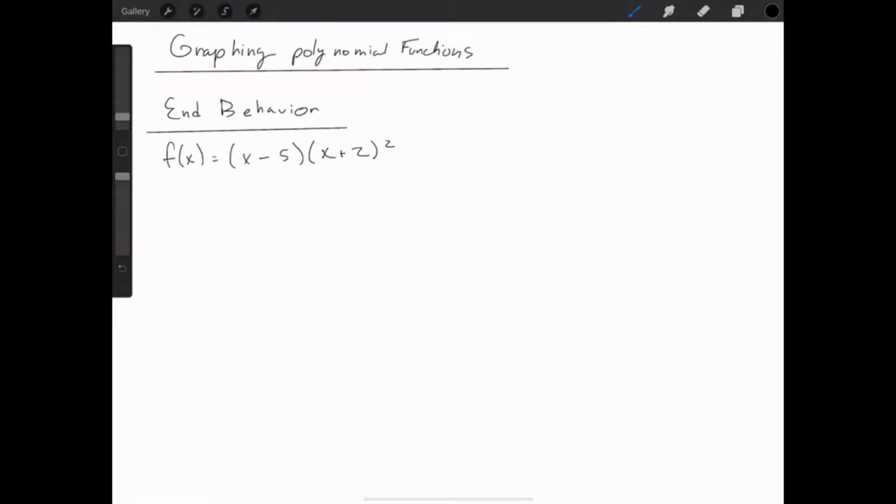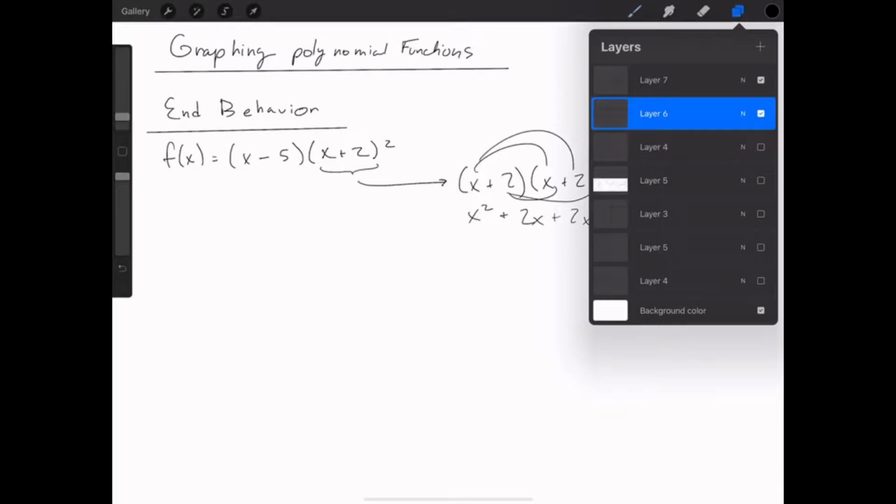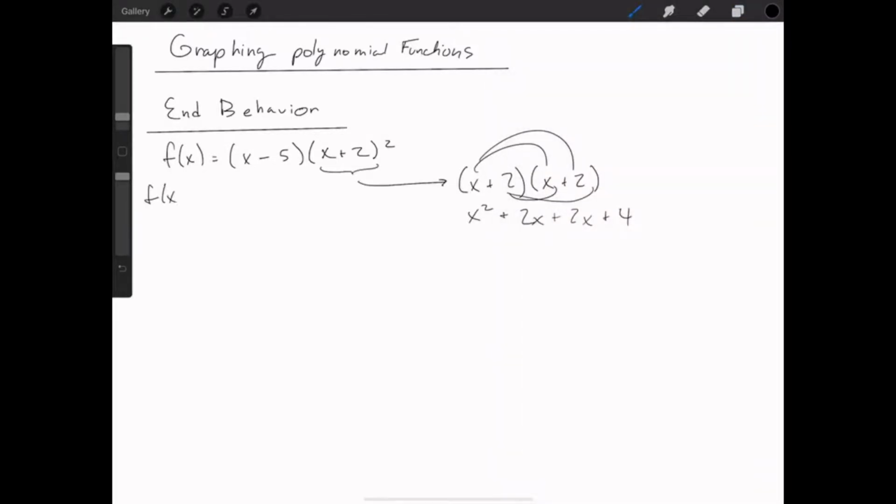So next, you'll need to find the end behavior of the function. The end behavior is most dependent on the leading term within the equation, so we'll need to change the equation to standard form, which is basically solving it. So first we'll need to do x plus 2 squared, which is x squared plus 2x plus 2x plus 4. And so we can add that to our equation, which is f of x equals x minus 5 times x squared plus 2x, or actually plus 4x, because we can just add those two 2x's together, plus 4.